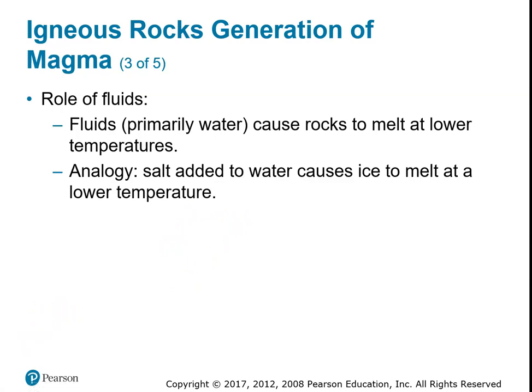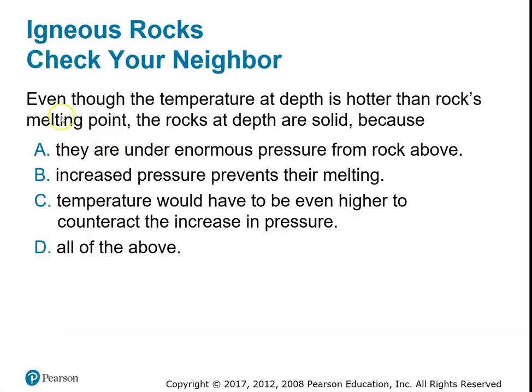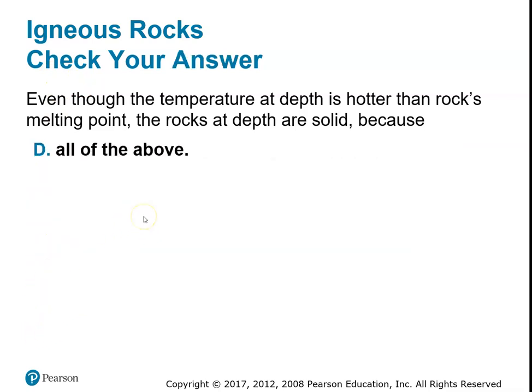So even though the temperature at depth is hotter than the rock's melting point, the rocks at that depth are solid because they're under enormous pressure. There's an increase in pressure that prevents the melting, and the temperature would have to be even higher to counteract the increase in pressure. All of these are absolutely true, so D would be the correct answer, and there it is.